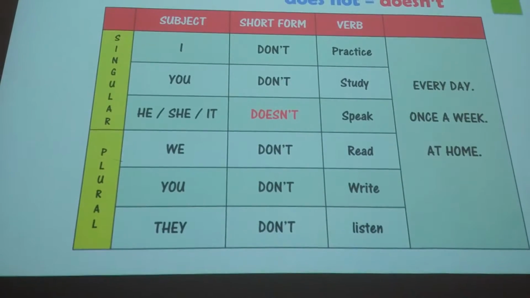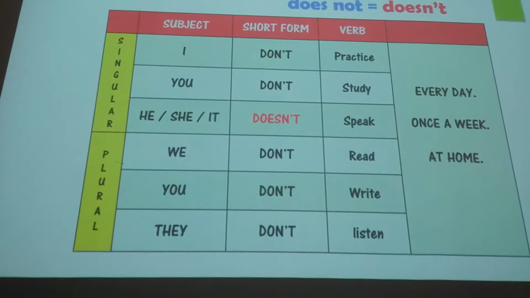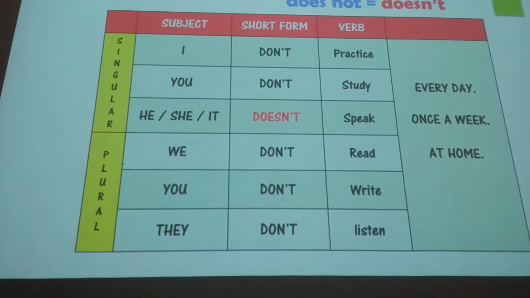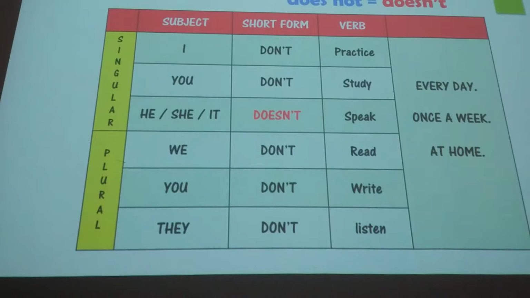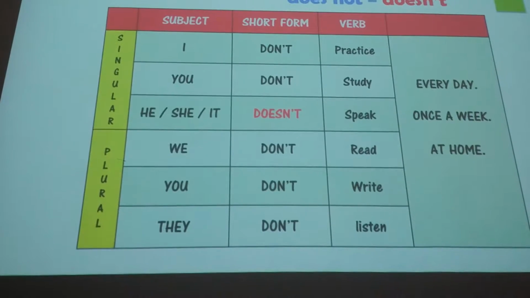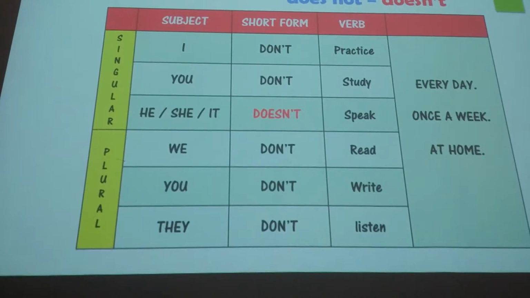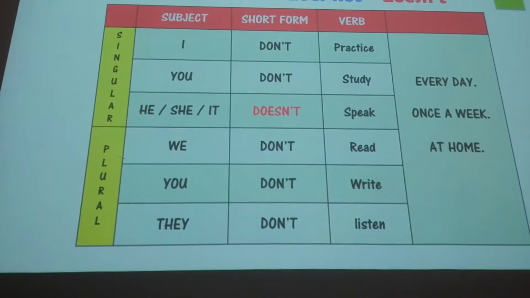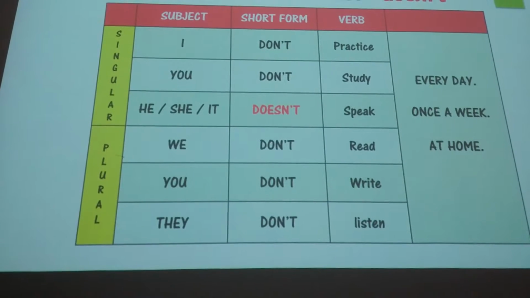It's to put the words together. I do not practice English, or I don't practice English, right? I don't practice, together, right? When you're using contractions, it's together. I don't practice. I don't practice every day. I don't study every day. She doesn't speak, right?